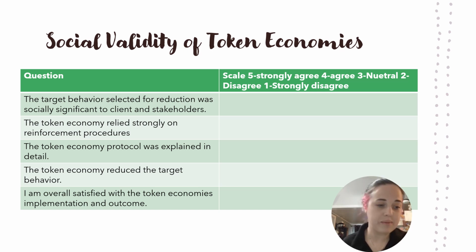In this case, I've made up a questionnaire using a Likert scale to evaluate the social validity of this intervention, which is something we could use in the future. So here I just have the questions and then I have the rating scale. Some of the questions include: the target behavior selected for reduction was socially significant to client and stakeholders. The token economy relied strongly on reinforcement procedures.